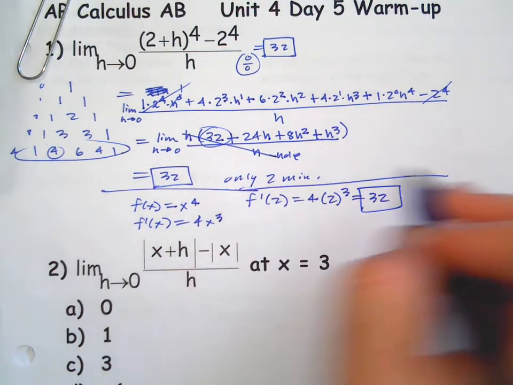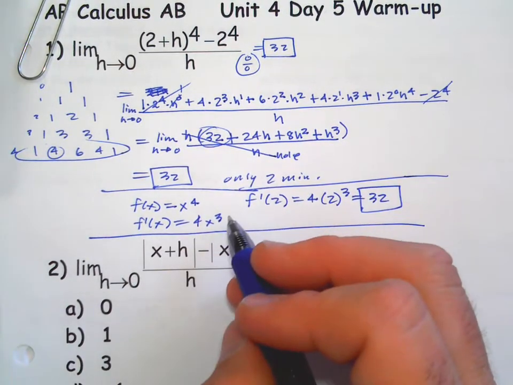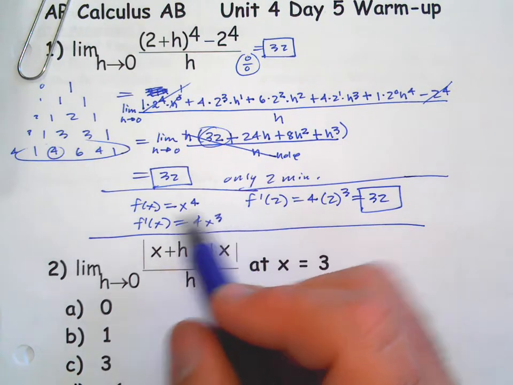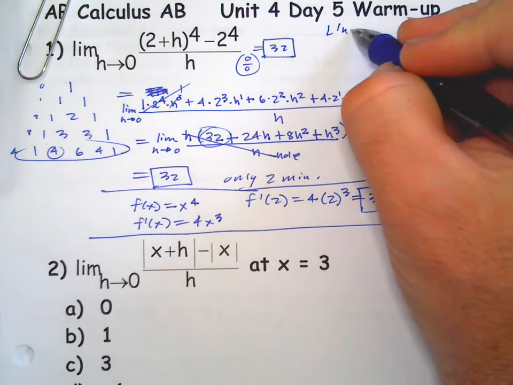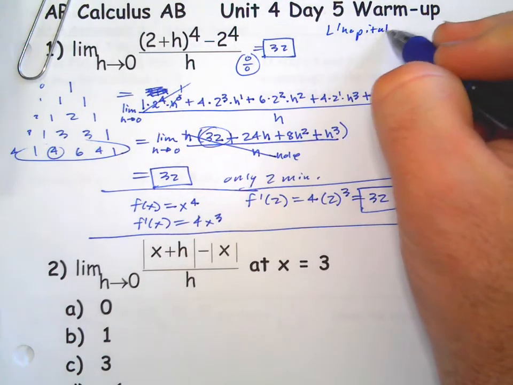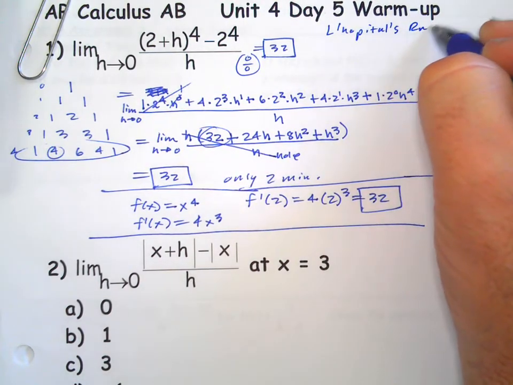So that's the quick way, which I do want you to use whenever I allow you to do it, because it's definitely worth it. The other option was doing L'Hopital's rule, which is not what I was really looking for here, but it is 0 over 0.